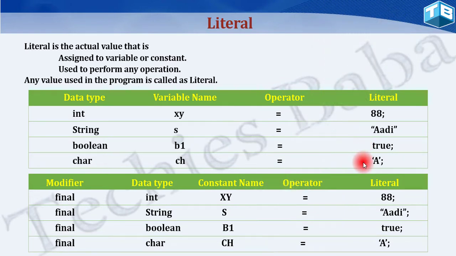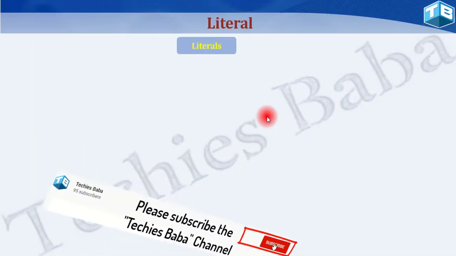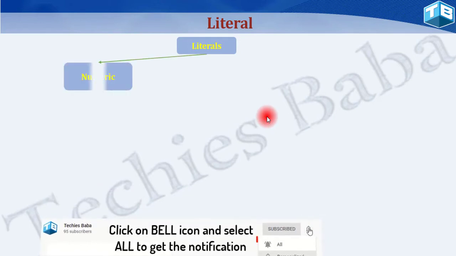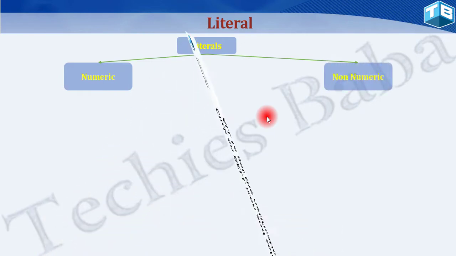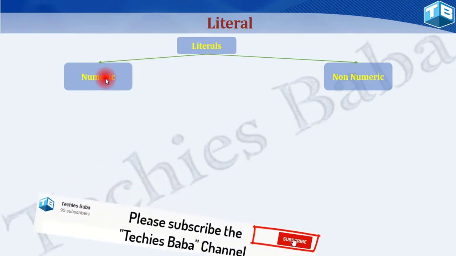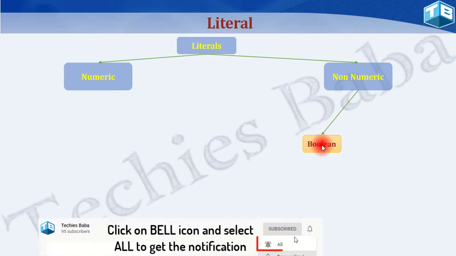So now, what are the categories available for the literals? How can we categorize the literals? Let's have a look. When you think about the literal, basically literals can be of two types: one is numeric and another is non-numeric. Numeric means the digits, the values, and non-numeric means other formats, maybe alphanumeric, characters, or anything other than numeric.